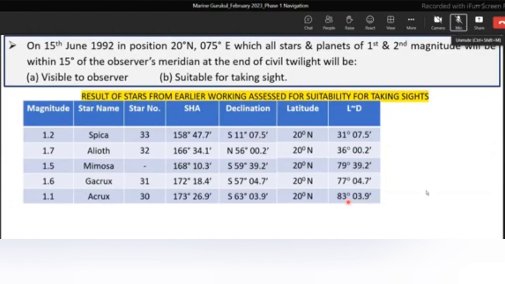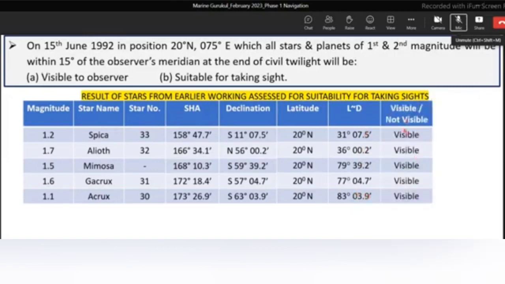Okay, beta. Great. So let's move ahead. Now, for the star to be visible, this L difference D shall be less than 90 degrees. And we see that for all the 5 stars, for all the 5 cases here, L difference D is less than 90. Therefore, all these 5 stars shall be visible to the observer. So clear, beta? Yes, sir. Very good, beta.